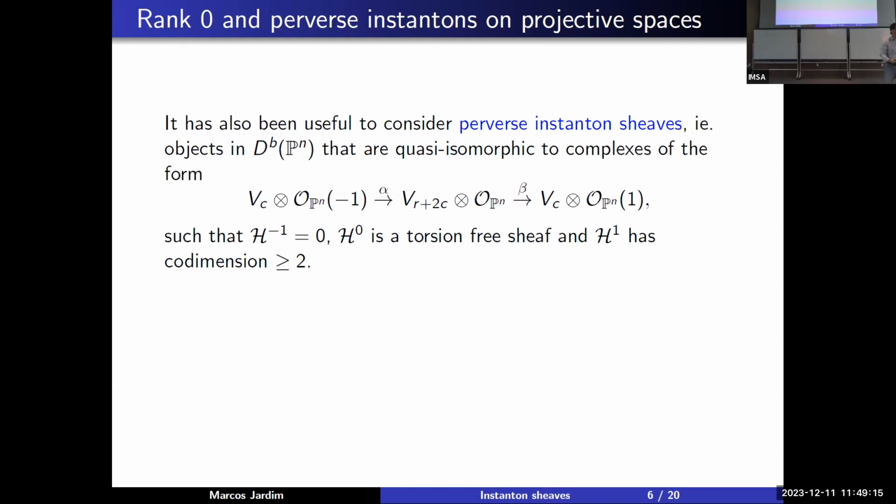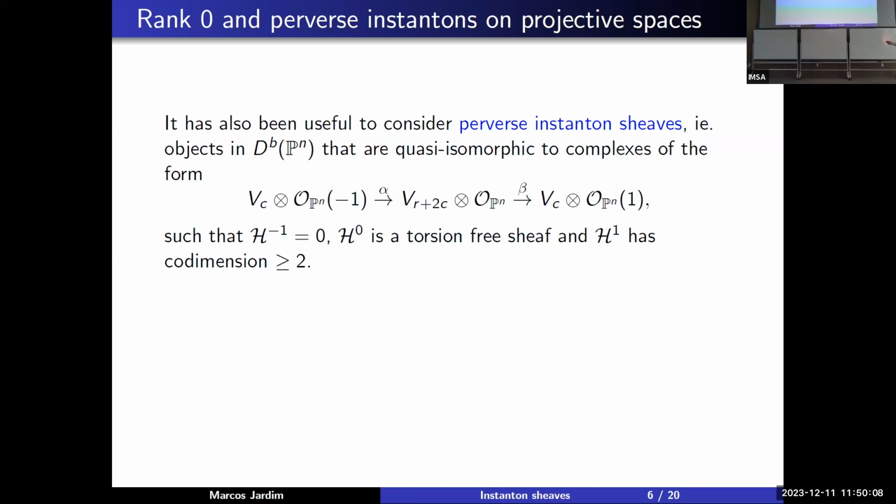It turns out that it's also interesting, important to consider some degenerations in some sense of the Instanton sheaves, which is this thing that we call the perverse Instanton, and also the rank 0 Instanton. Now, before we were talking about monads, now we take objects in the derived category, so things that are quasi-isomorphic to complexes that look like a monad. Maybe I should say what is this V_C? V_C is any vector space of dimension C, right? And same thing for V_{R+2C}, a vector space over the field that you are considering of dimension R plus 2C. So the first map here, alpha, is supposed to be injective.